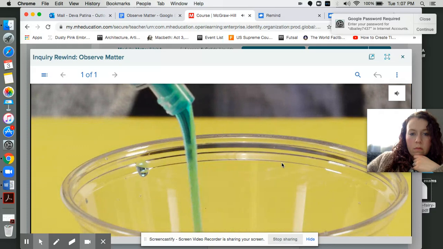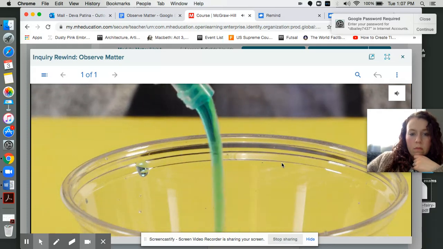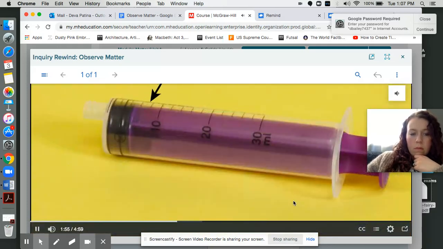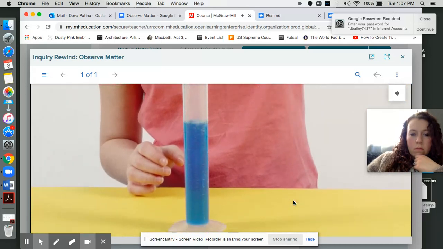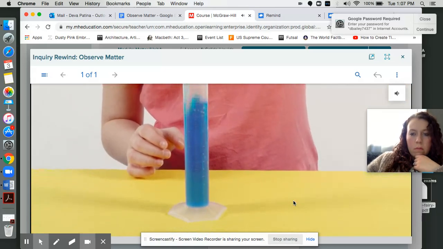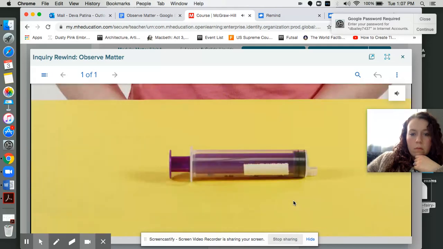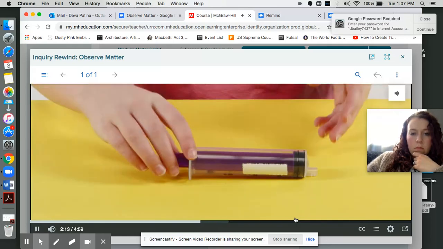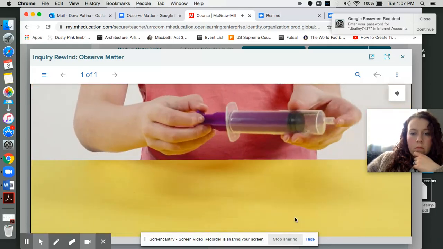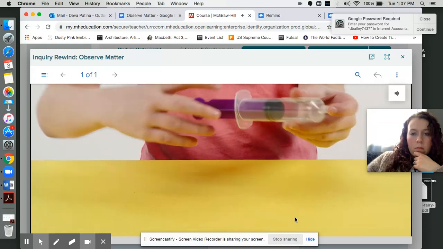The tip of the syringe is where fluid enters or exits the barrel. Finally, most syringes have a scale for measuring the volume of fluid in the barrel. This is very similar to the way the graduated cylinder has a scale you can use to measure volume. Now that you know how to work a syringe, let's continue to Station 1, where you will investigate the shape of air. Pull air into the syringe, and then cover the tip with your finger.